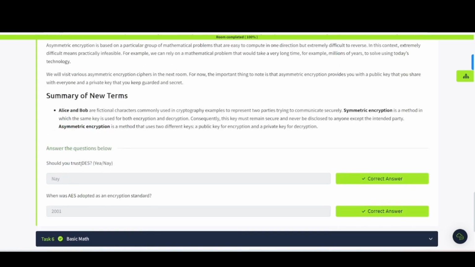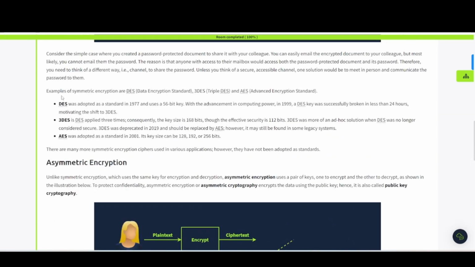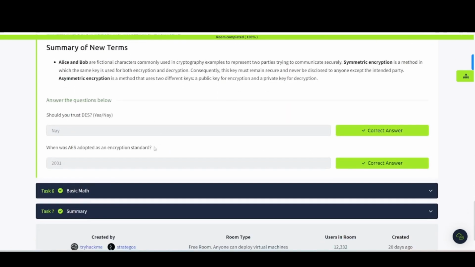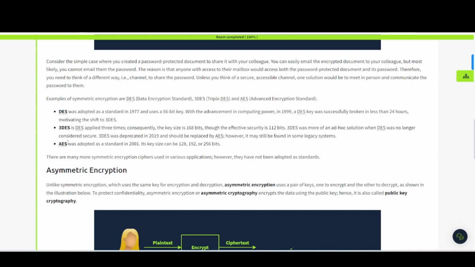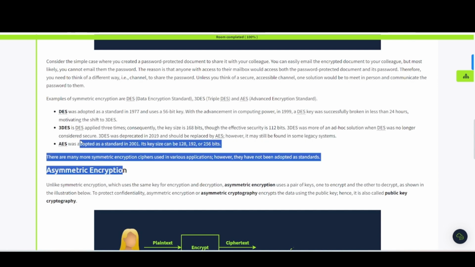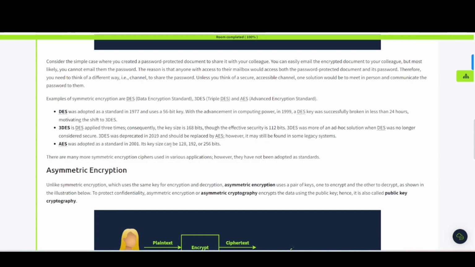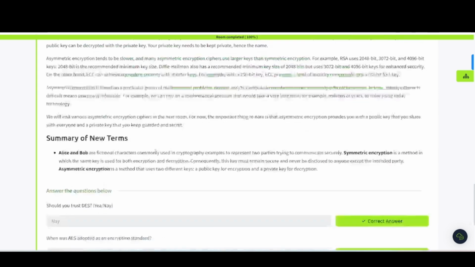All right, let's answer some questions down here. Should you trust DES or 3DES? Well, nay, because they said up here that it's deprecated, no longer in use. So there you go. Information is found up here. And the next question is, when was AES adopted as an encryption standard? Well, that's going to be 2001. As we can see here, it was adopted as a standard in 2001 to replace triple DES.